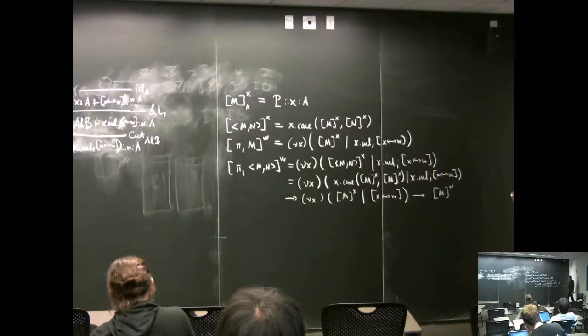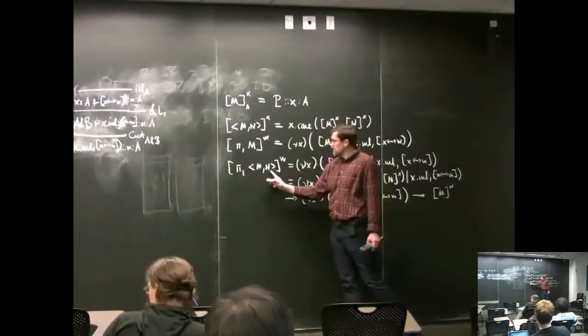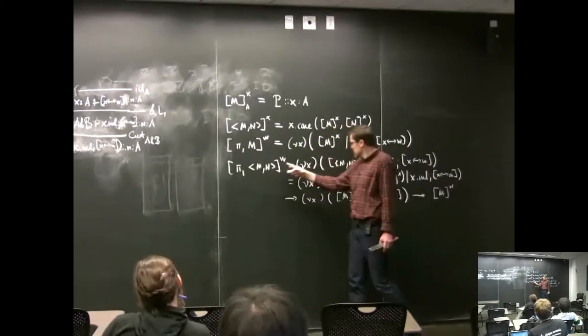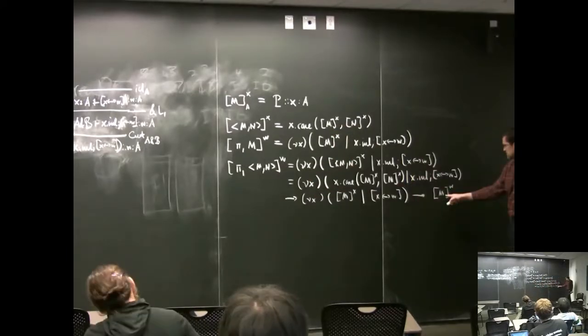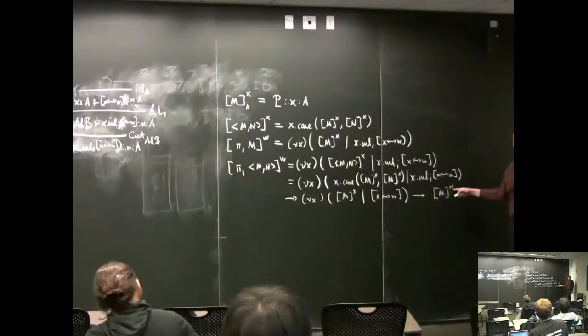Okay, so what does that mean? Well, the translation of pi 1 of the pair mn with respect to w reduces to m on w. Is that surprising? Not particularly, right? But it's nice.